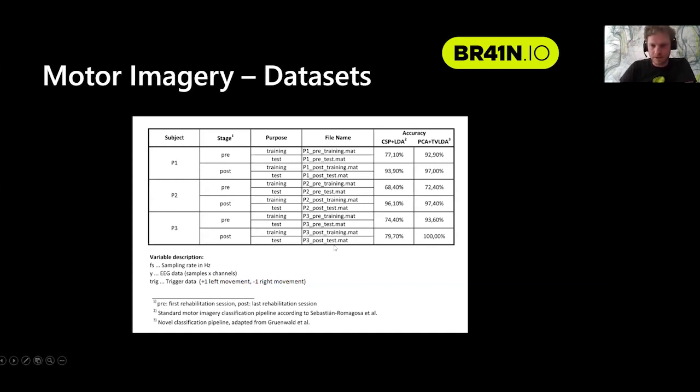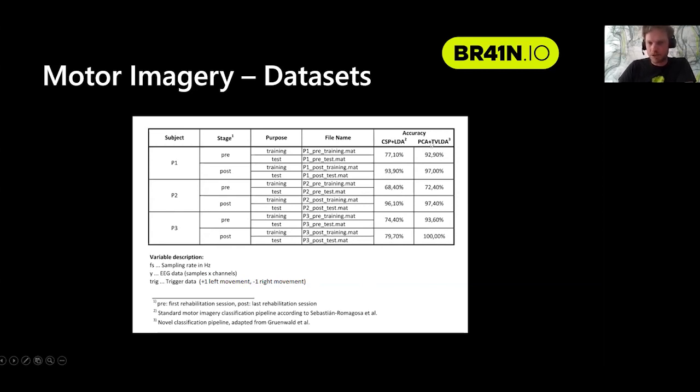These are the file names you get. Everything is inside. You can see a sampling rate, the variable y is the data matrix, and the trig provides you the trigger information, what happens at which point in time. To inspire you to do some analysis, we also provide you some reference accuracies from 2 different pipelines. One is the standard common spatial patterns plus LDA pipeline, and one is a novel pipeline we developed, which improves accuracy quite substantially. It's based on time variant LDA and principal component analysis.